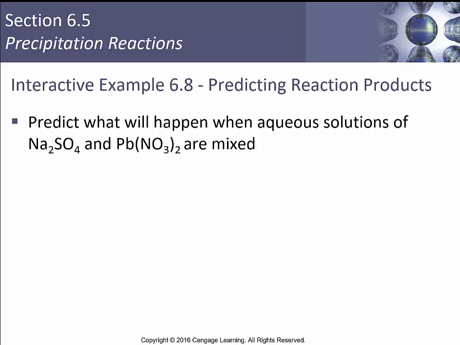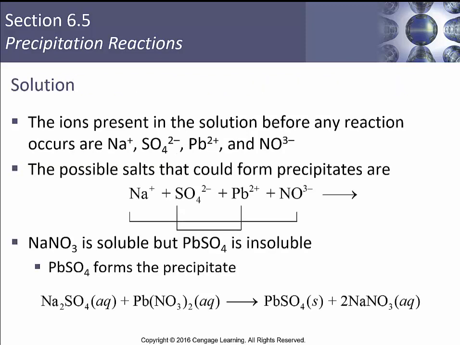Now, let's predict what will happen when aqueous solutions of sodium sulfate and lead nitrate are going to be mixed. Right? So the ions that are present are going to be sodium, sulfate, lead 2+, and nitrate. Right? They're going to do their little dance. They're going to do-si-do and switch partners, right? Because sodium and sulfate and lead and nitrate are not going to hook up with each other. So we're going to make sodium nitrate.